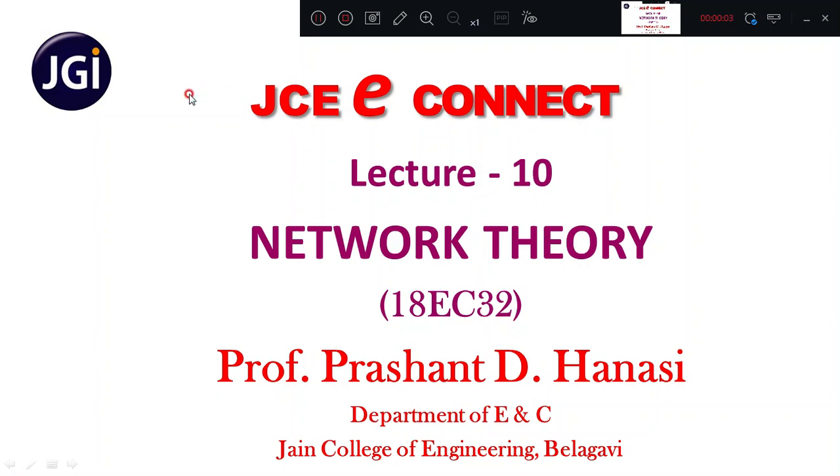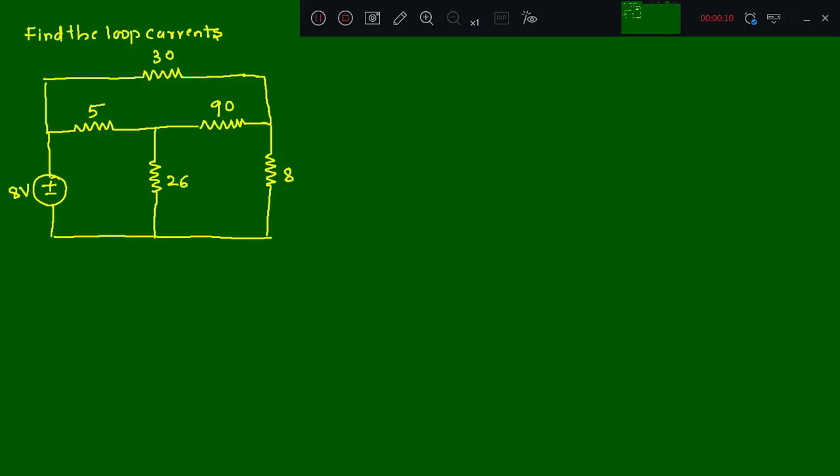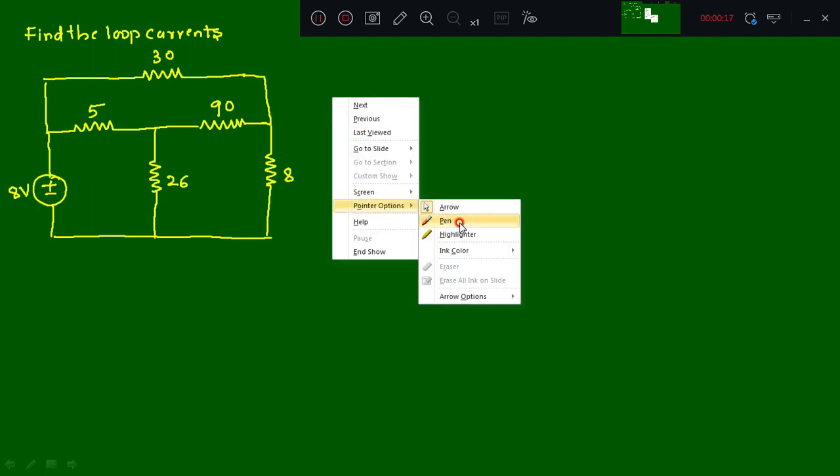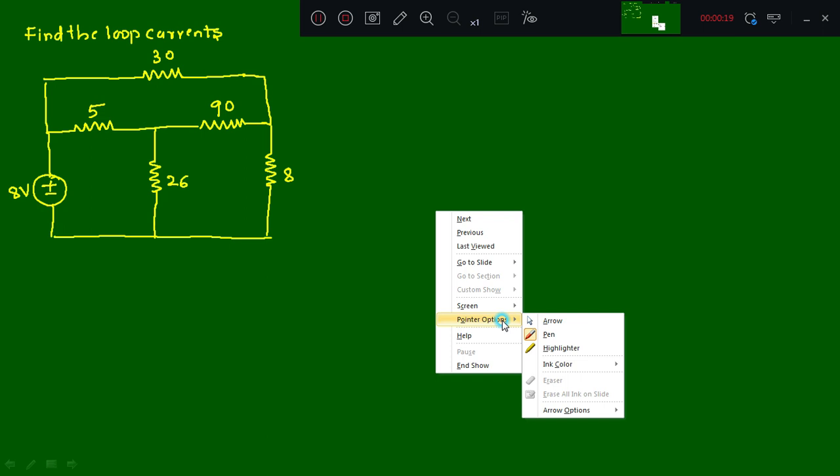Hello students, so we'll continue with the numericals on mesh analysis. Okay, so it's lecture number 10. So go through the circuit. The question is: find the loop currents for the given circuit using mesh analysis, right?